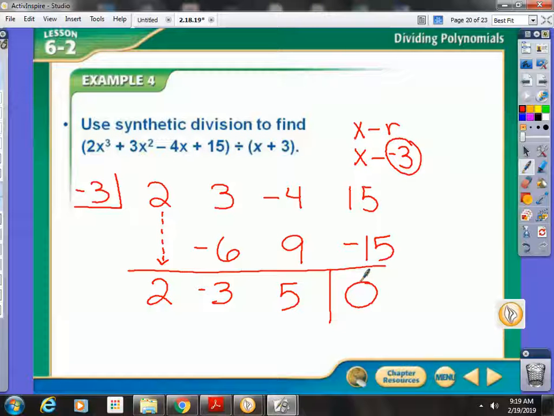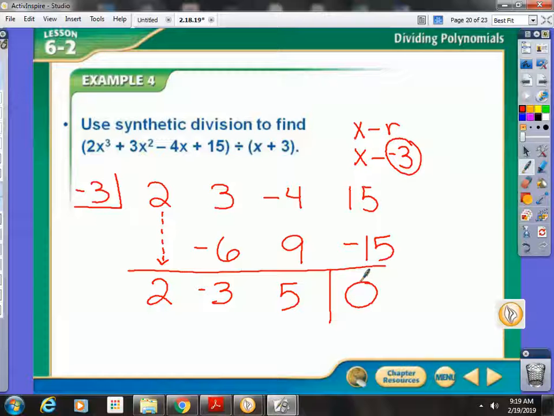Did I go too fast on that second problem? Make sure you got a copy down. If you don't, catch up to me. What's this number here? That's a remainder. Do we have to worry about it with 0? No. So we're just about finished.